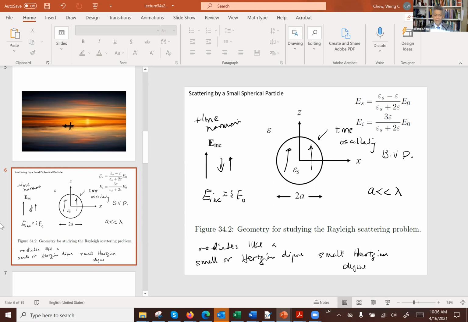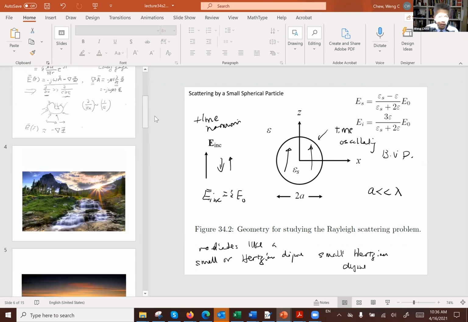You have a time oscillating or time harmonic incident field, and this time harmonic incident field impinges on this particle, and it polarizes the particle, and you can solve for the amplitude of the polarized field inside and outside the particle using electrostatic theory and solving a boundary value problem. These coefficients, you have done so in your homework. But this field is time varying, so these amplitudes will also be time varying as a function of time, okay?